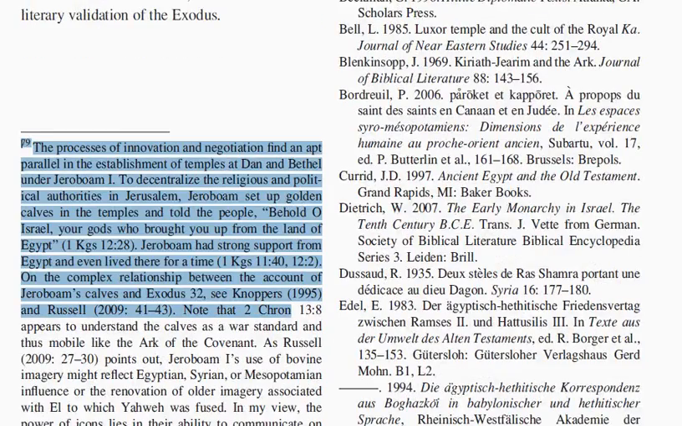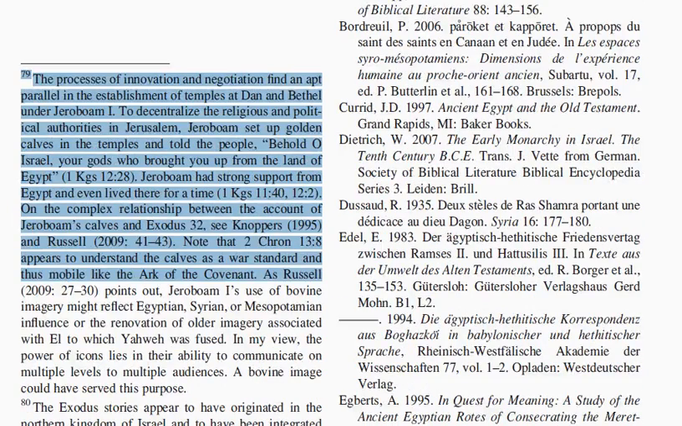Footnote: the process of innovation and negotiation finds an apt parallel in the establishment of temples at Dan and Bethel under Jeroboam I. To decentralize the religious and political authorities in Jerusalem, Jeroboam set up golden calves in the temples and told the people, "Behold, O Israel, your gods who brought you up from the land of Egypt," 1 Kings 12:28. Jeroboam had strong support from Egypt and even lived there for a time, 1 Kings 11:40 and 12:2.